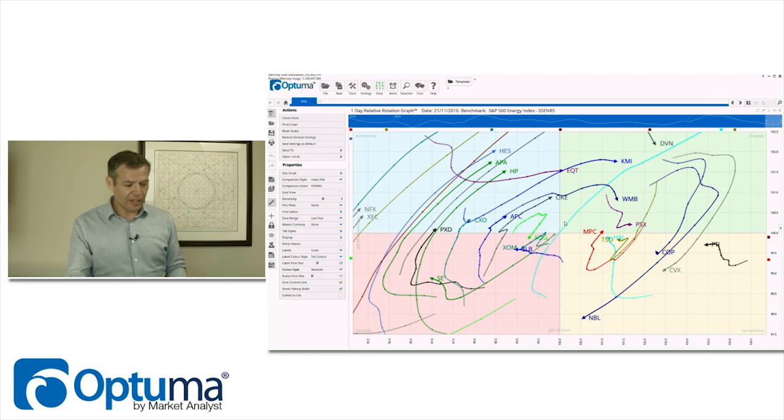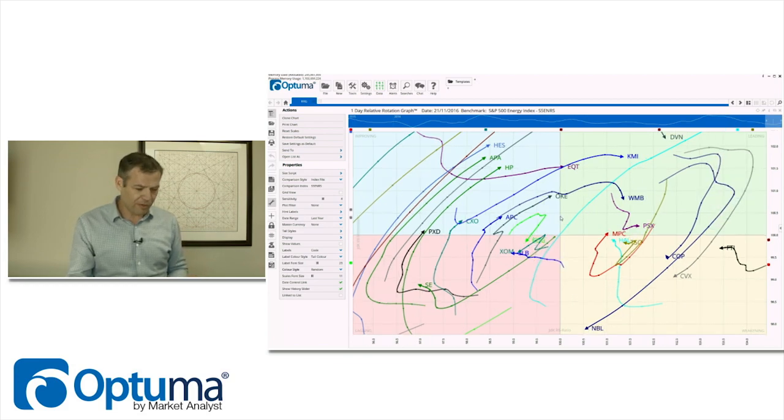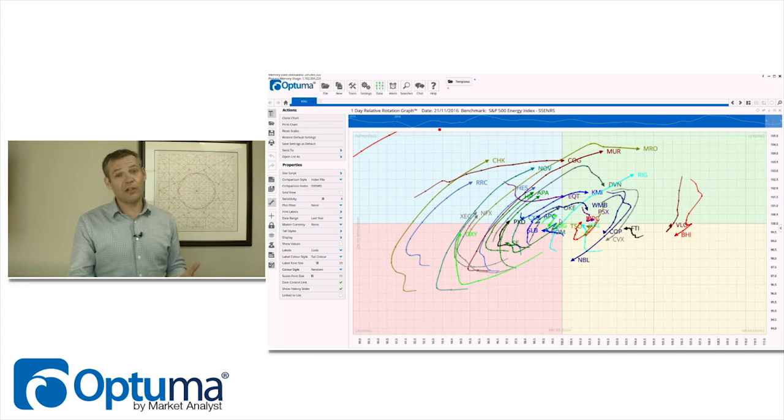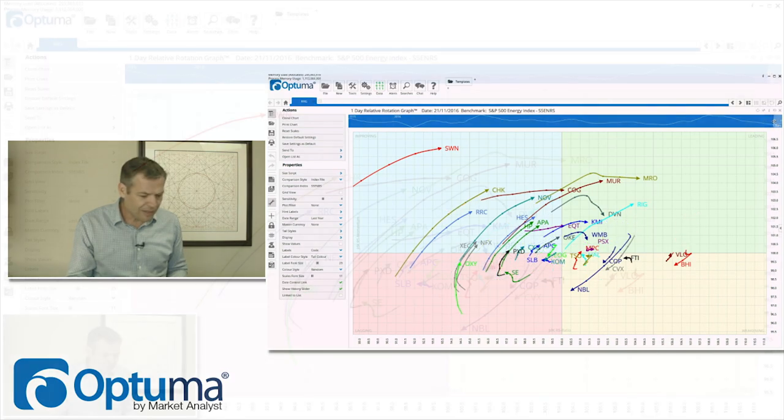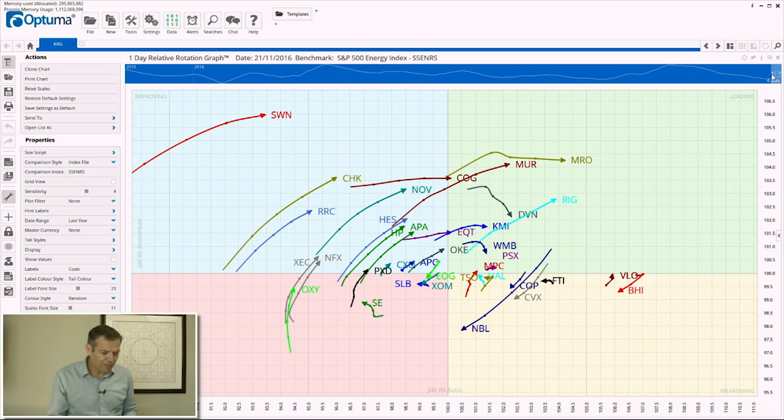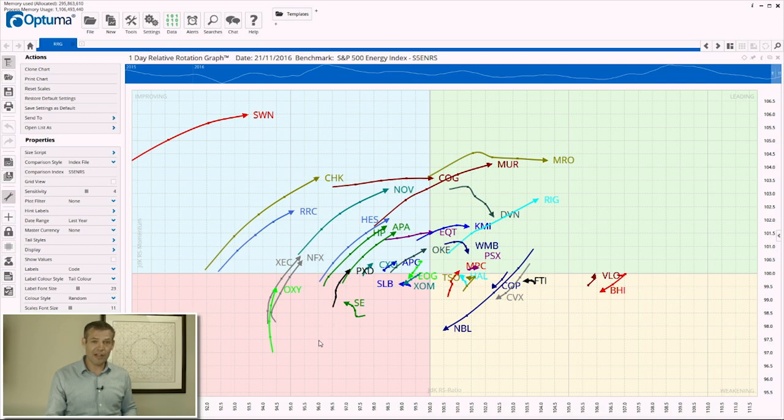So we can look at this and say, well, which ones are the best ones? Because I want to add the best ones to my portfolio. And again, it's almost like this fractal nature that we see in so many areas of technical analysis, where what we've done at a macro level starts working as we go down into subsequent levels. What I'm going to do is shorten the tail length here just to get rid of a little bit of the noise. And again, what I'm looking for is things heading into the improving quadrant so that I can pick up on that relative strength earlier.